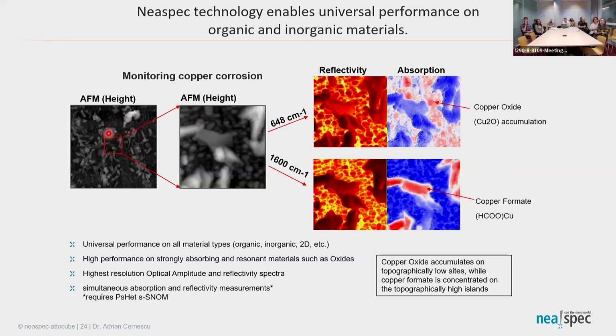In the AFM height, you get some particles on top of the surface, and of course, these are some corroded products. And you can, of course, take spectra of individual products or grains, or you can do a mapping and you see the distribution. And you see very nicely, in this case, the copper oxide and copper formate. By changing the laser that you are using for this mapping, you can highlight the oxide or the formate within this image.